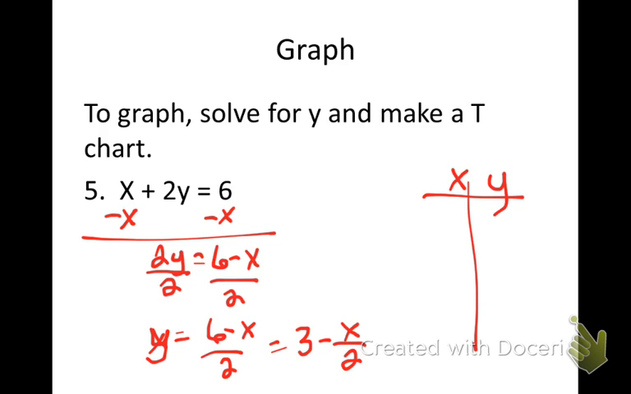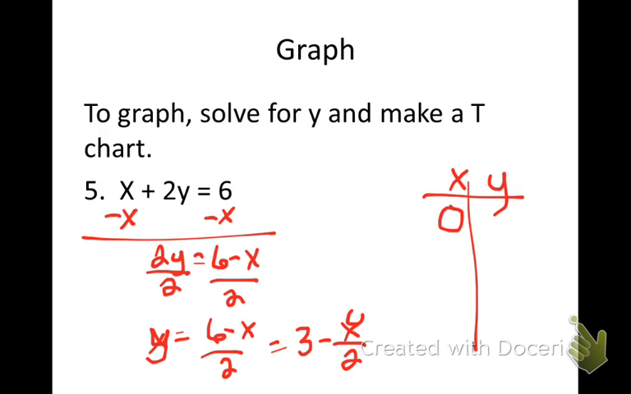Now in this case, it does not give me any values for x. Sometimes you're going to be given values for x and you would put them in. Here we get to choose. So we want to kind of choose wisely. We see we're going to be dividing by 2, so it would be wise to choose even numbers. So I'm going to choose a 0.